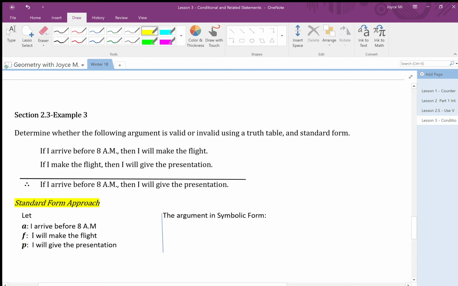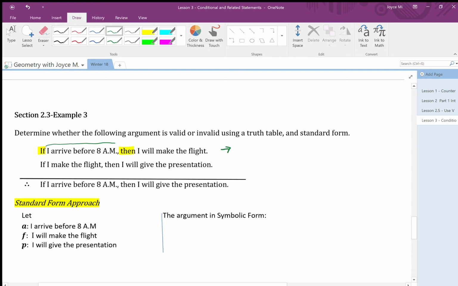Based on that, let's translate this argument into symbolic form. For the first one, I notice that if I arrive before 8 a.m., then I will make the flight. Well, if-then is a conditional statement. So I'm going to have a conditional, and it looks like this: I arrive before 8 a.m.